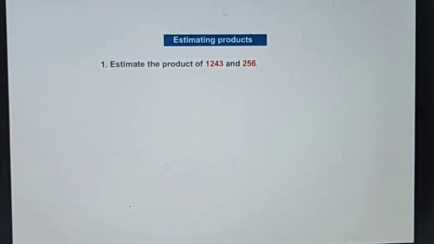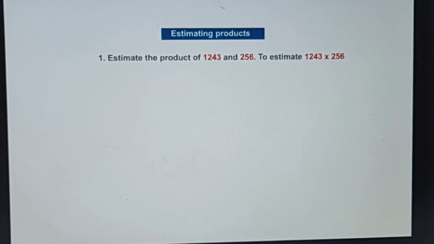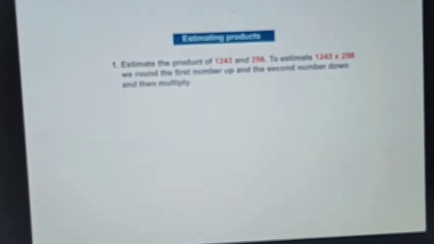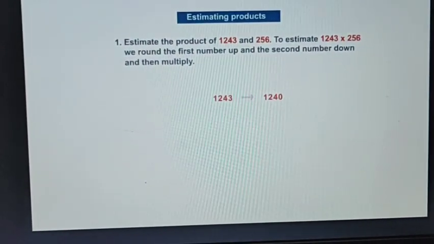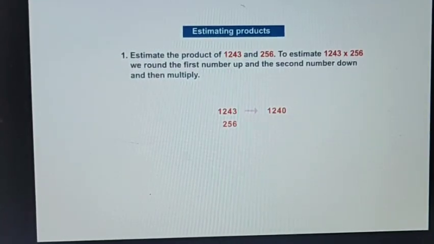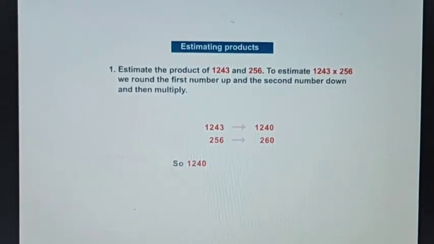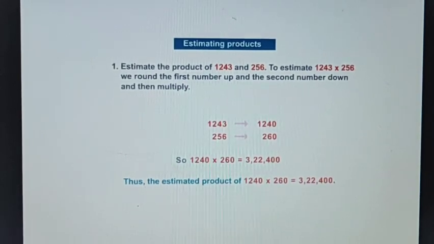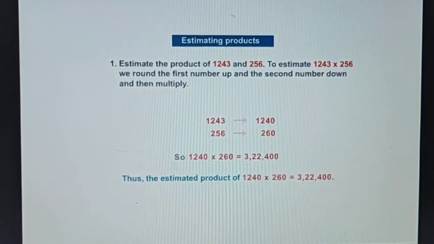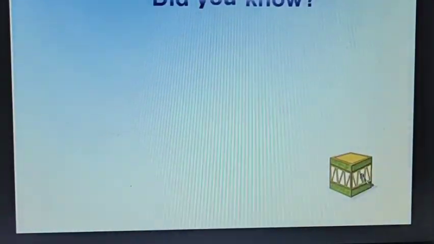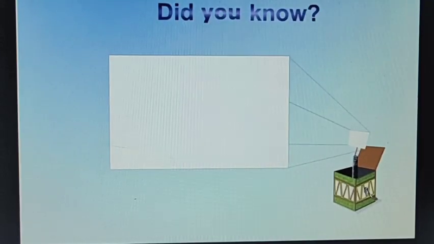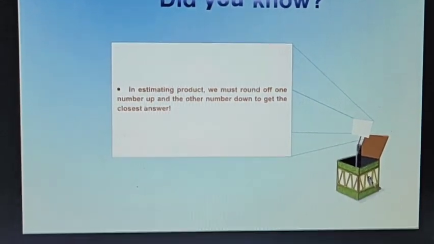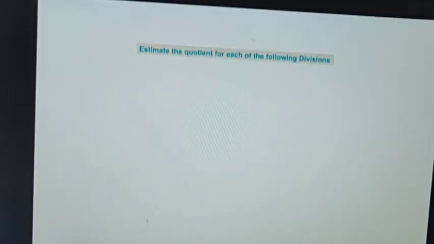Estimate the product of 1,243 and 256. To estimate 1,243 times 256, we round the first number down and the second number up and then multiply. 1,243 is rounded to 1,240. 256 is rounded to 260. So 1,240 times 260 is equal to 322,400. Thus the estimated product of 1,240 times 260 is equal to 322,400. Did you know, in estimating the product, we must round off one number up and the other number down to get the closest answer. Let us estimate the quotient for each of the following divisions on the screen.